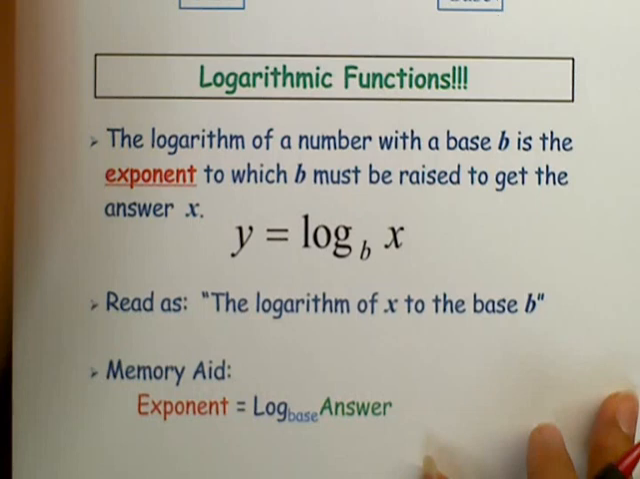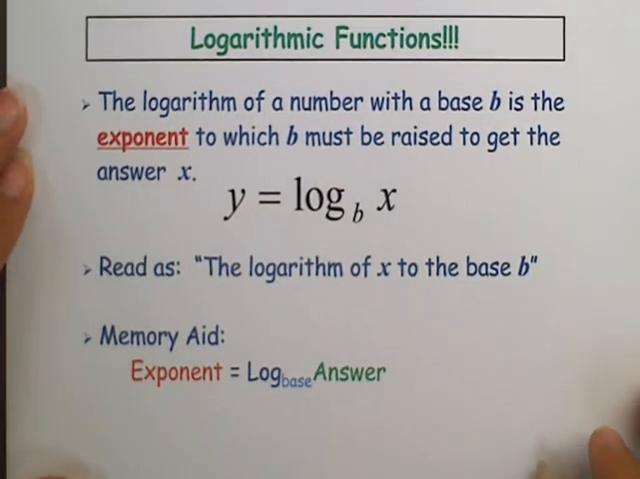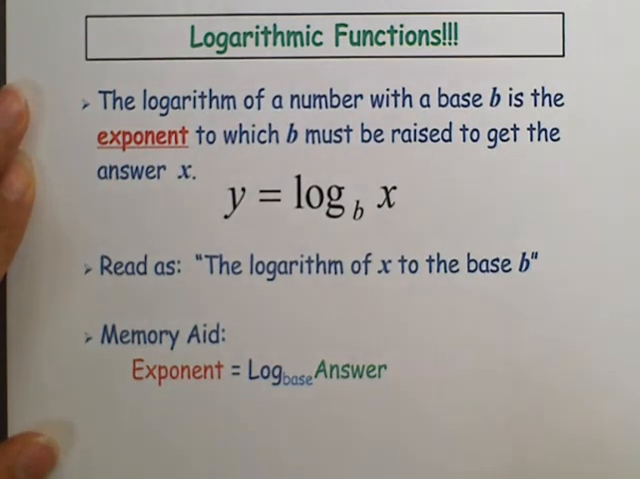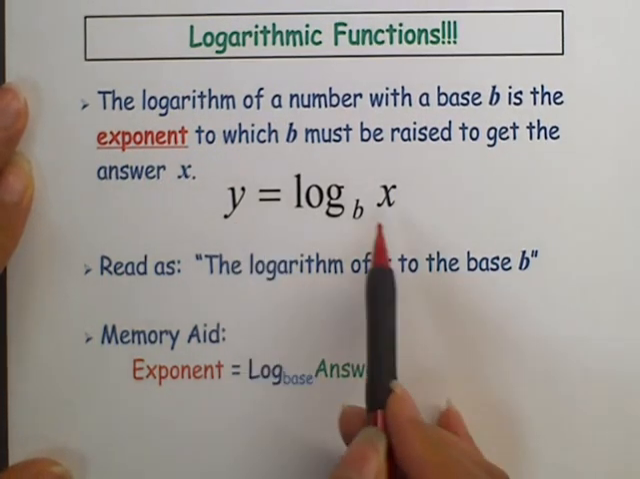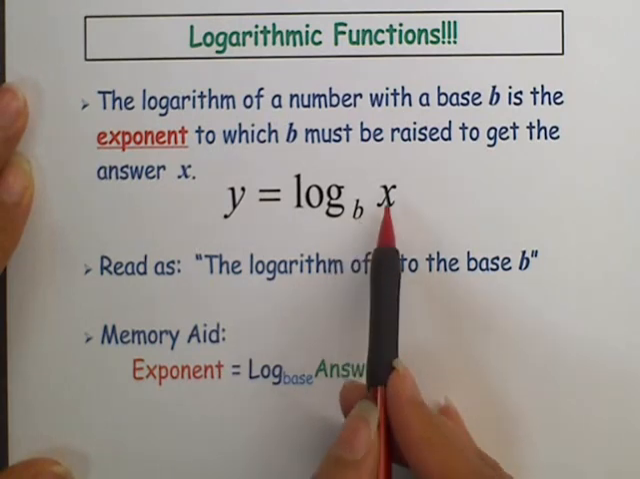So logarithmic functions: the logarithm of a number with a base of b is the exponent to which b must be raised to get the answer x. So essentially, y represents the exponent that you are solving for. b is the base of the function, and x is the answer that you are going to get.